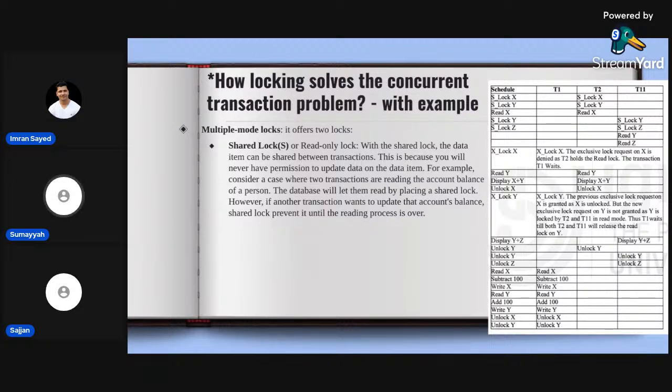The database will let them read by placing a shared lock. However, if another transaction wants to update that account's balance, shared lock prevents it until the reading process is over.